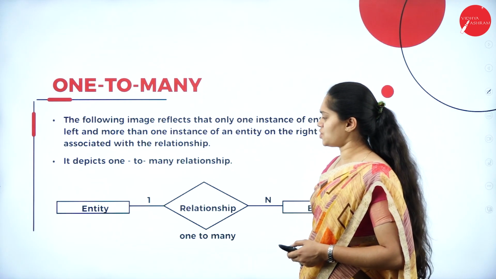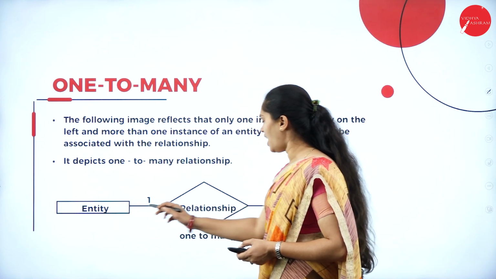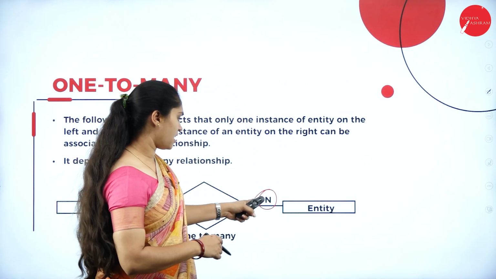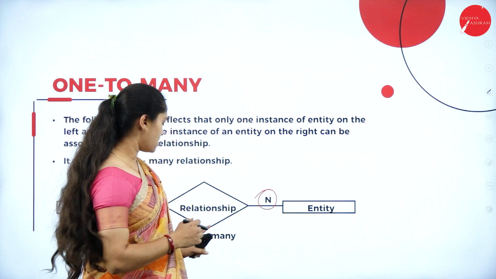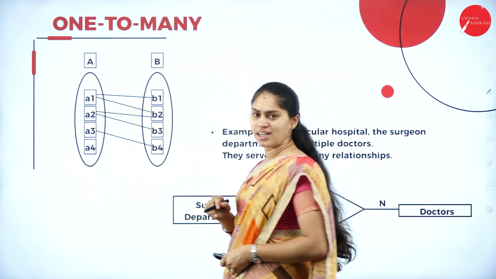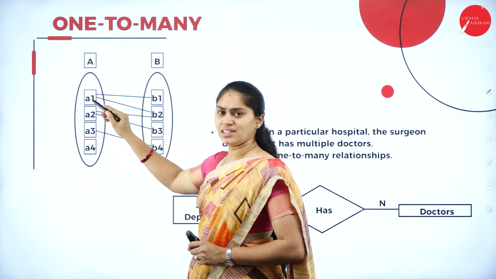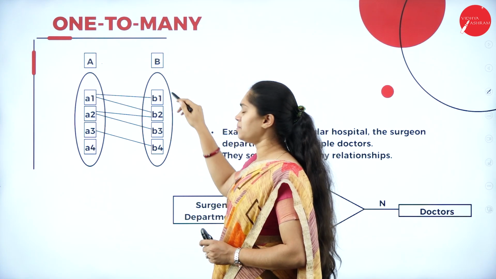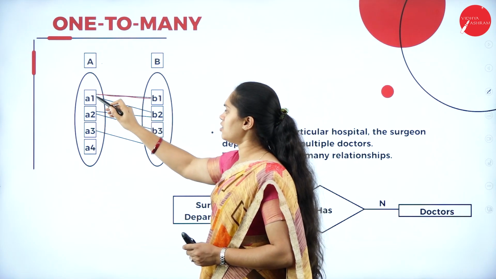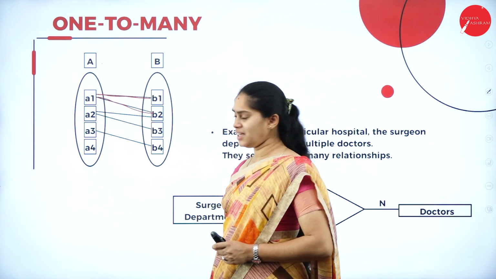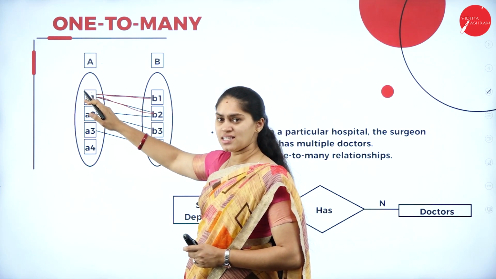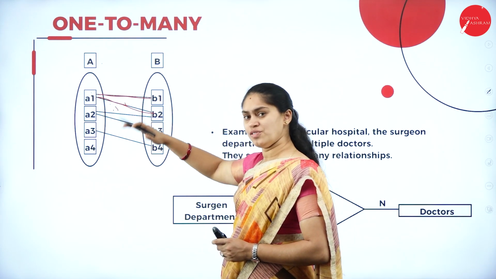You can see the representation here. Here we have an entity that is participating in a relationship with many instances of another entity. That n specifies the number of entities. This is a one-to-many relationship. Then what is the example here? You can see we have two entity sets A and B. A1 is participating more than one time with instances of entity B. A1 is participating with B1 and also has a relationship with B2. That means one to many. One instance of an entity has a relationship with many instances of another entity.